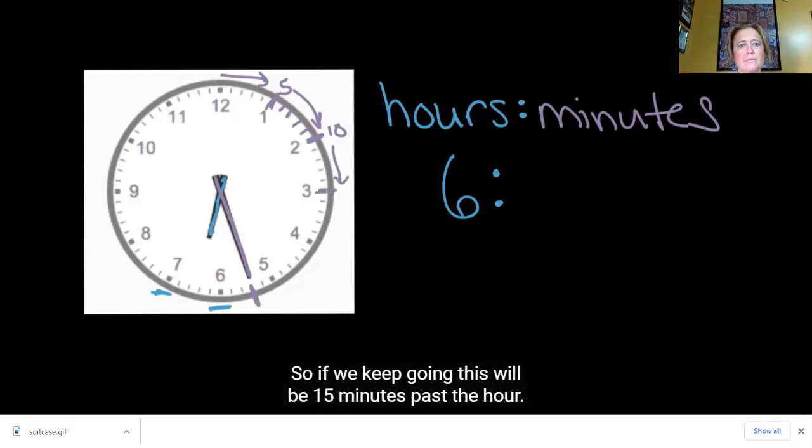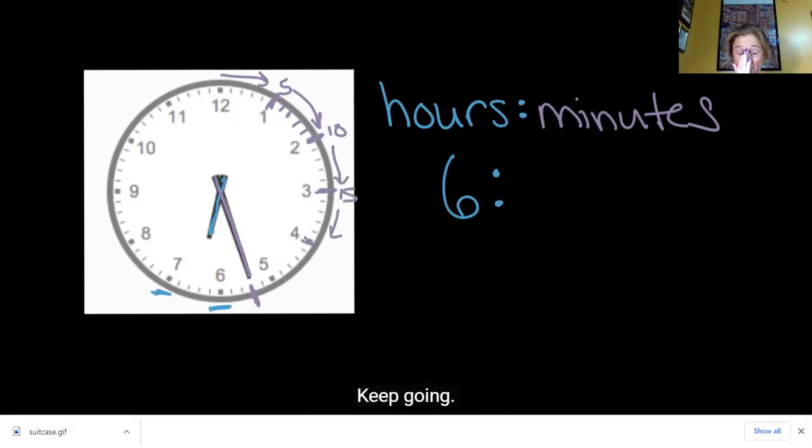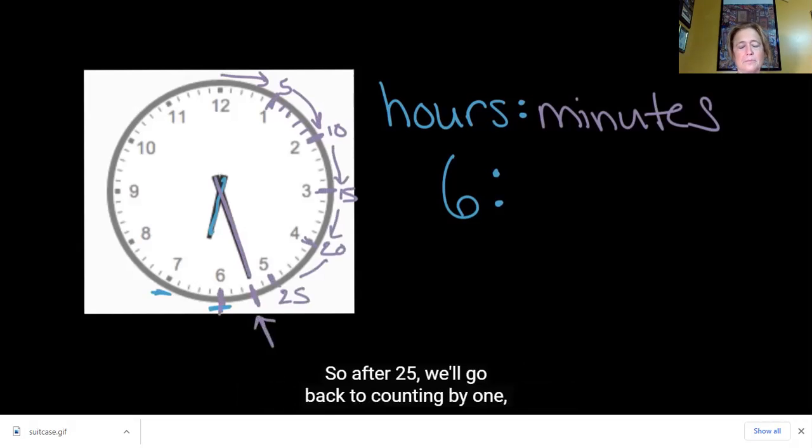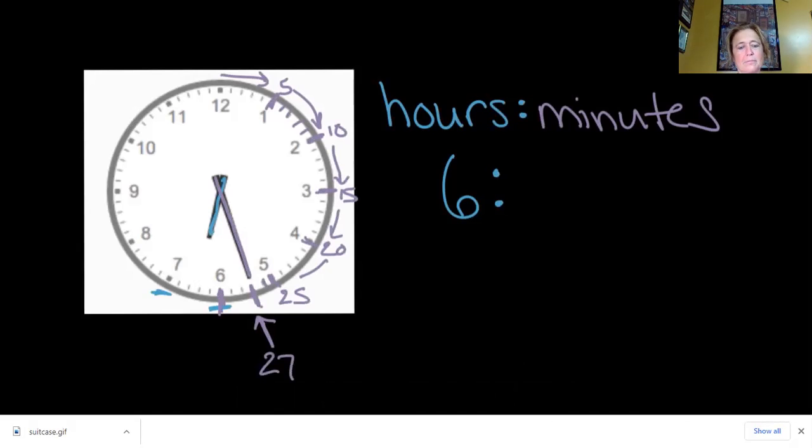So if we keep going, this will be 15 minutes past the hour. Keep going, 20. Keep going, 25. Now we can't go all the way to the 6 because our minute hand stopped here. It hasn't reached this part. So after 25, we'll go back to counting by ones. 25, 26, 27. The minute hand has gone past 27 of these marks, meaning it is 27 minutes past the hour.